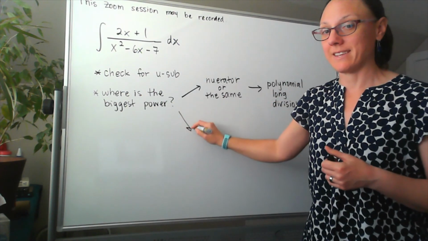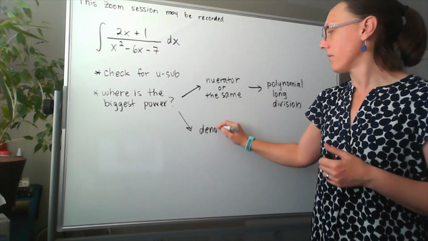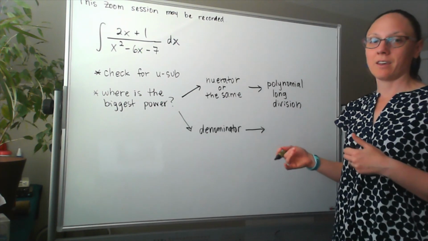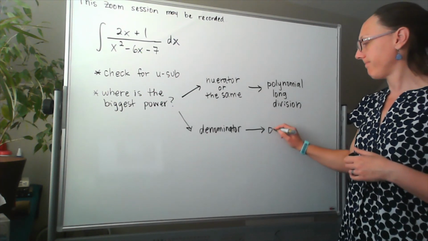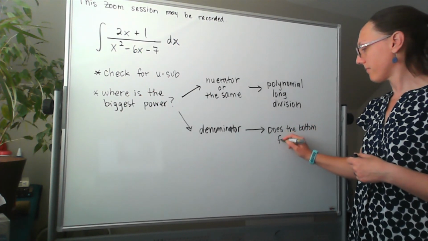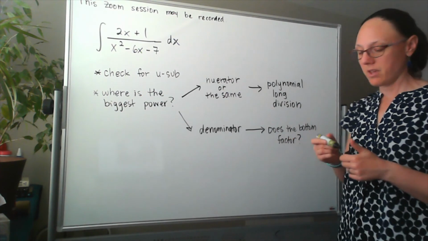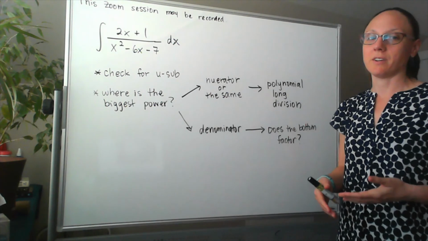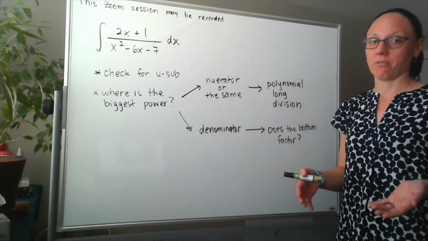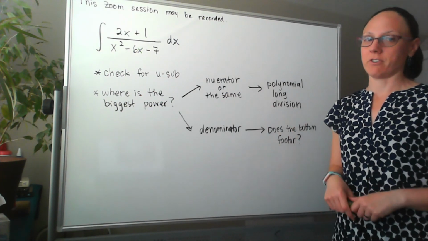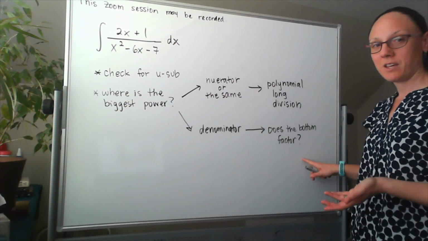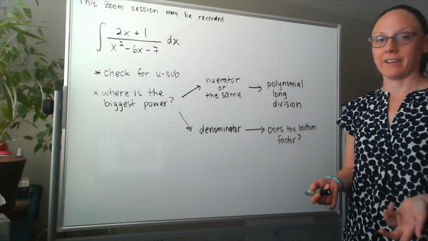If my biggest power is in the denominator, then I'm going to check, does the bottom factor? If it does, then we're probably going to need to use partial fractions. If the bottom doesn't factor, then really the only technique we have is to hope that secretly it was an inverse tangent problem. Most of the time, if we've gotten this far in 17b, the denominator is going to factor and we should be thinking about partial fractions.